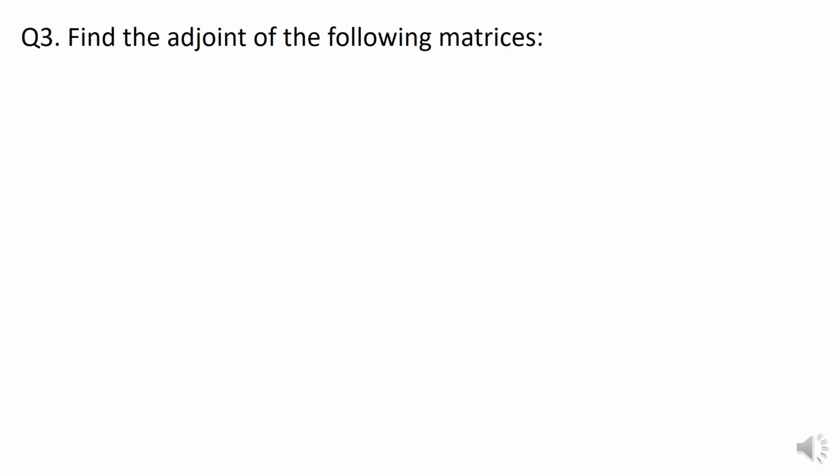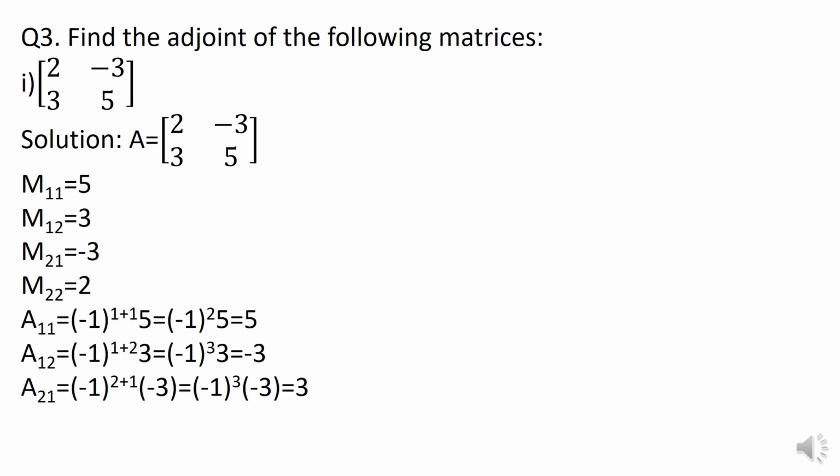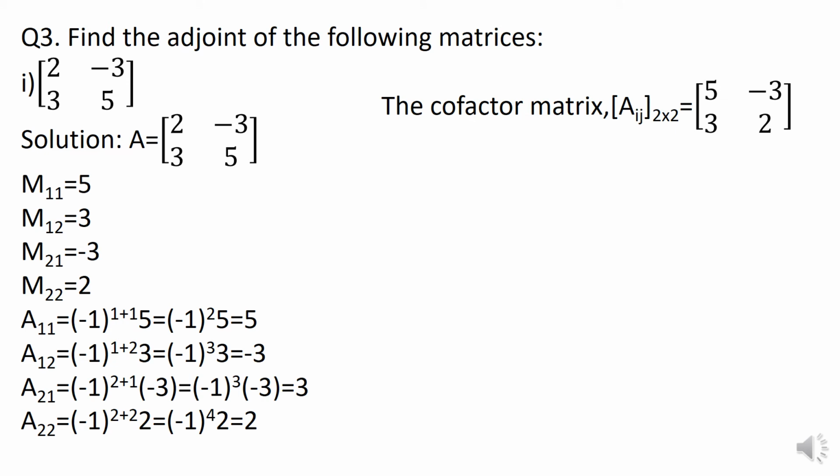Next question, find the adjoint of the following matrices. So we go one more step further. In this sum, a 2 by 2 matrix is given. So as usual, we find the minors of the given matrix and the cofactors. We also find the cofactor matrix. And then what to do to find the adjoint?